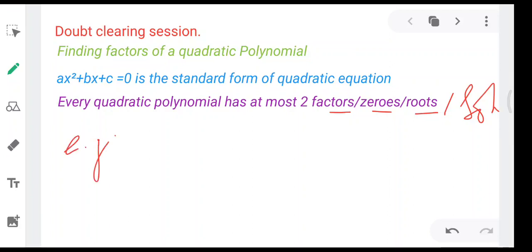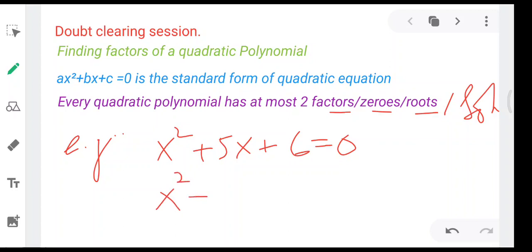Examples of quadratic polynomials, for example x square plus 5x plus 6. This is a quadratic polynomial. If I put equal to 0 to this, it becomes a quadratic equation. There is no major difference between polynomial and equation. So equal to 0, that becomes a quadratic equation. This is in the form of ax square plus bx plus c. Even this is a quadratic polynomial.